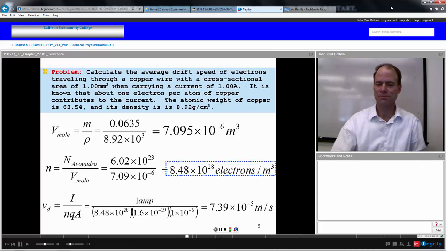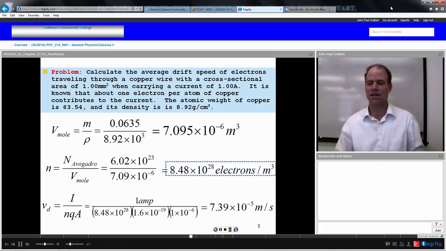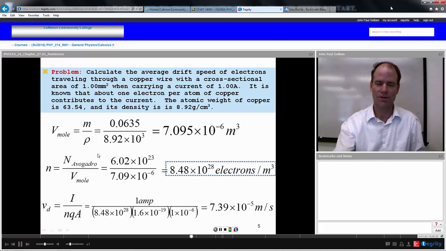So the electricity is basically near the speed of light, because the action of moving that charge past a point right there is almost instantaneous, but the actual movement of the charge carriers is pretty slow, 4 hours for 1 meter. How about that?